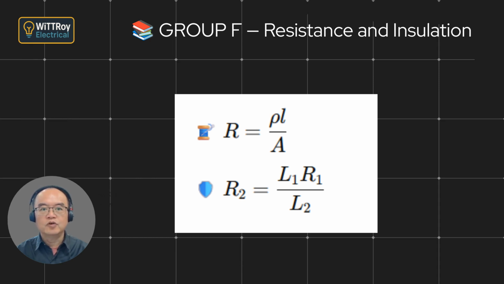Now we go to the last formula in Group F. The formula is R2 equals L1 R1 divided by L2. This formula is used to scale insulation resistance with conductor length. R1 is original insulation resistance. R2 is the new insulation resistance. L1 and L2 are conductor lengths. Repeat, R2 equals L1 R1 over L2.